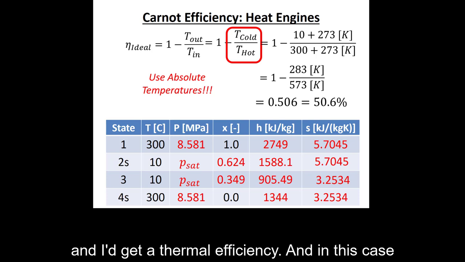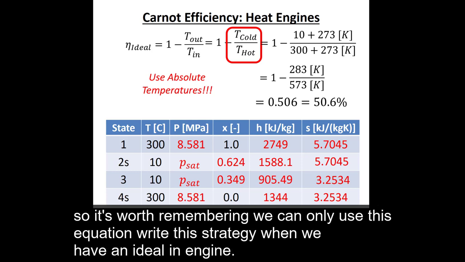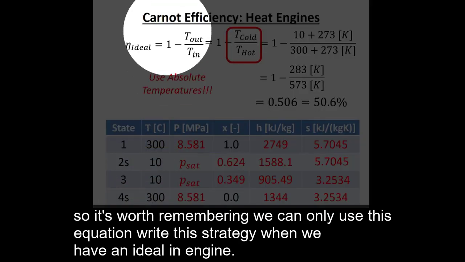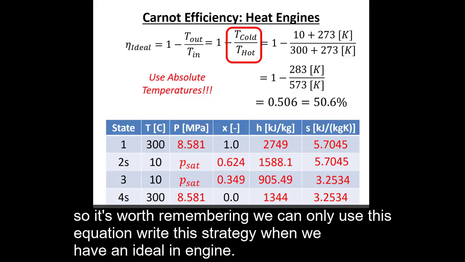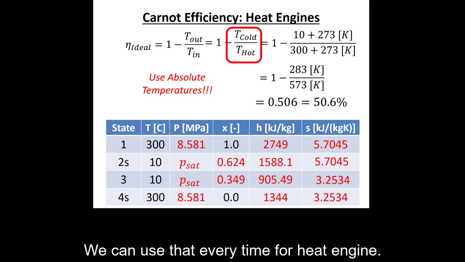And in this case, because all of my components were ideal, I get the same answer that I did when I analyzed this system component by component. So it's worth remembering we can only use this equation, this strategy, when we have an ideal engine. But the other strategy we had, going component by component and determining the net power and the heat in, we can use that every time for a heat engine.